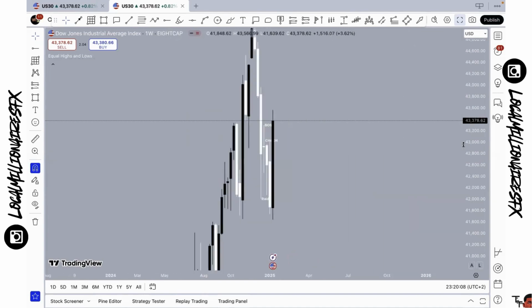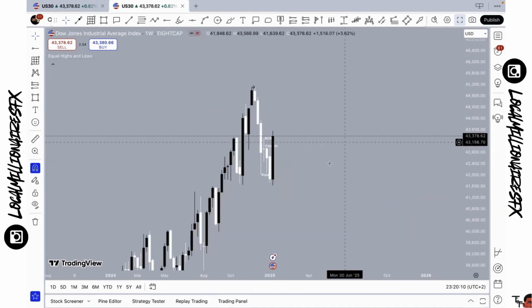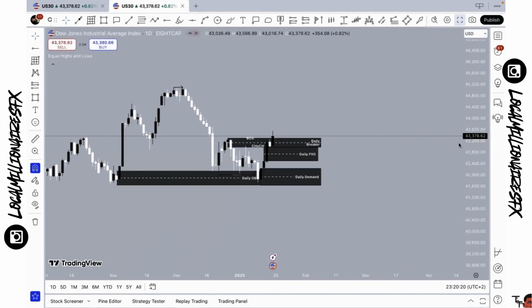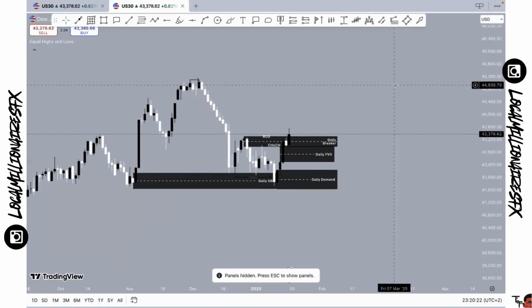Right, so basically what we see on the weekly, right? One thing that's going to be a concern for me is that weekly tapping into a fair value gap, but I'm not really looking into that right now. So focus on the daily, right? So on our daily, what we basically see, beautiful structure happening right now, right?